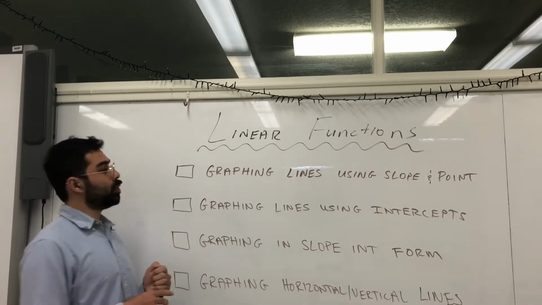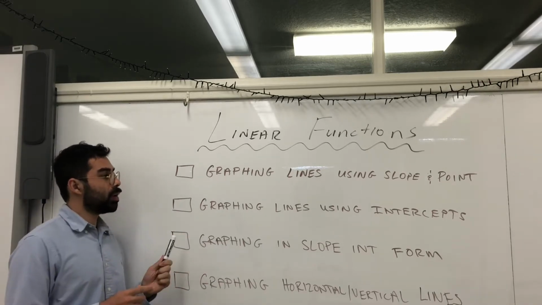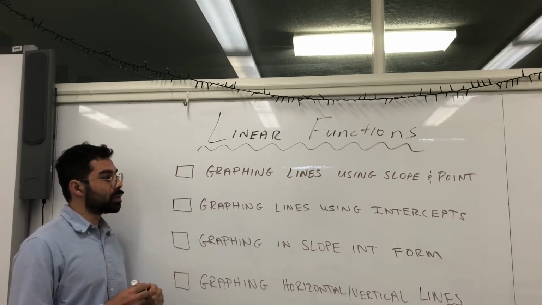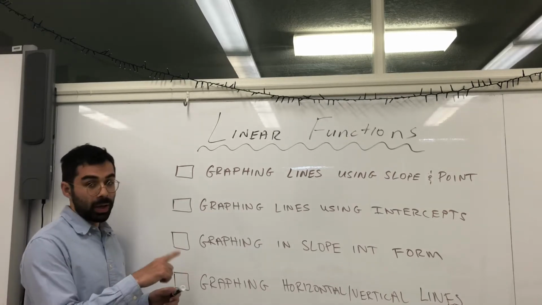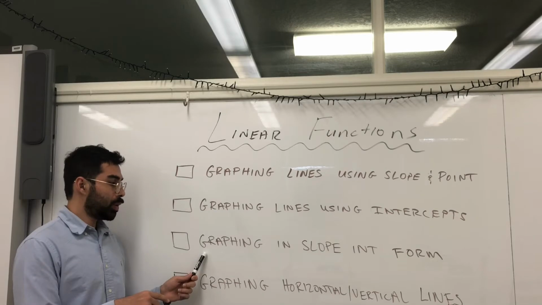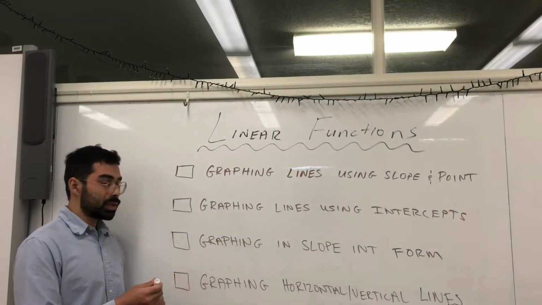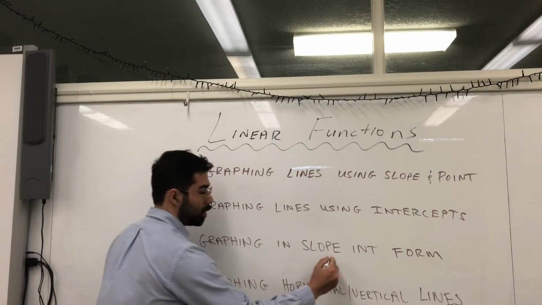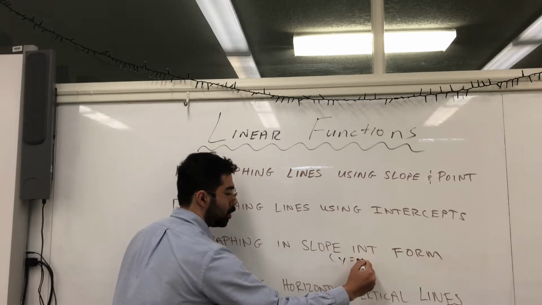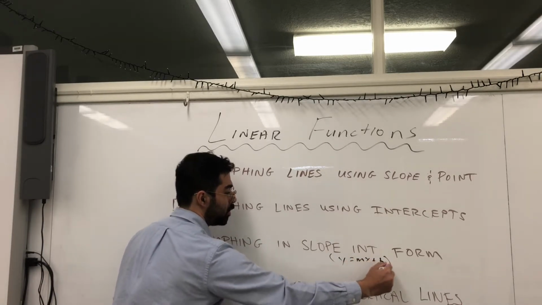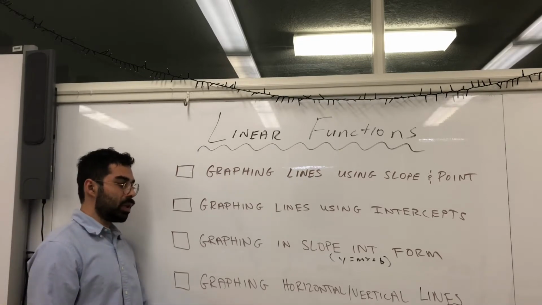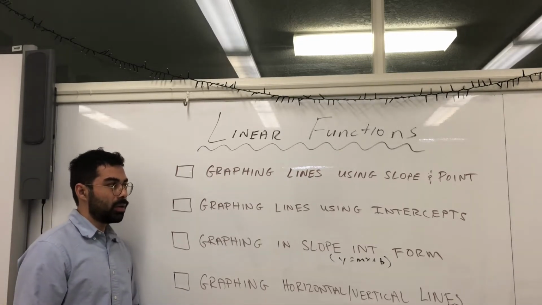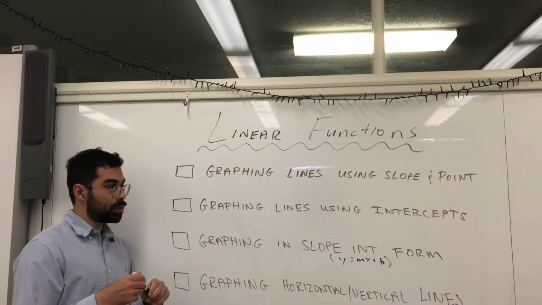Here is what we're going to do today or learn about. We're going to graph lines using slope and point. We're going to graph lines using intercepts, that's your x and y intercept. We're going to graph using slope-intercept form, so that is y is equal to mx plus b, something you're very familiar with. And we're also going to graph horizontal and vertical lines today, okay? So that's something we have to look forward to in this video.